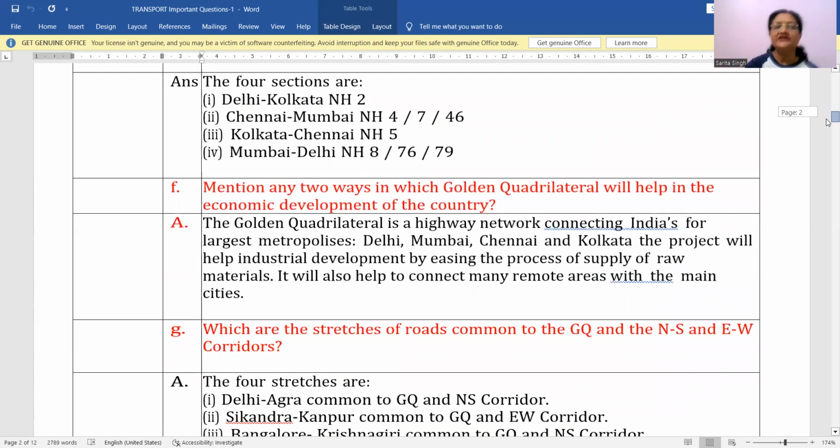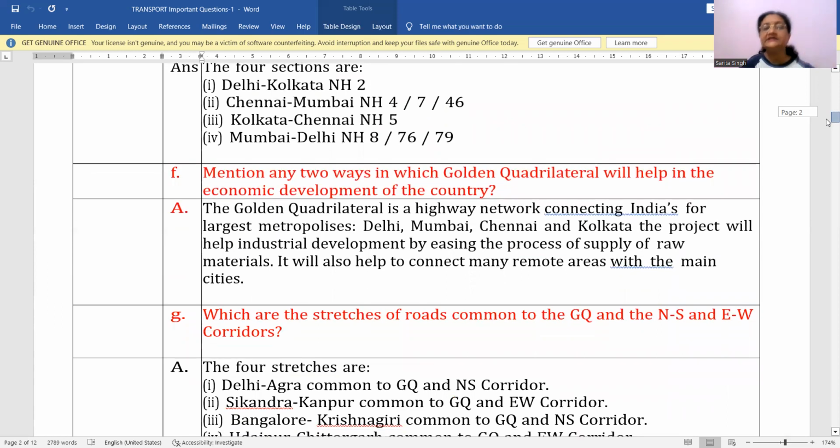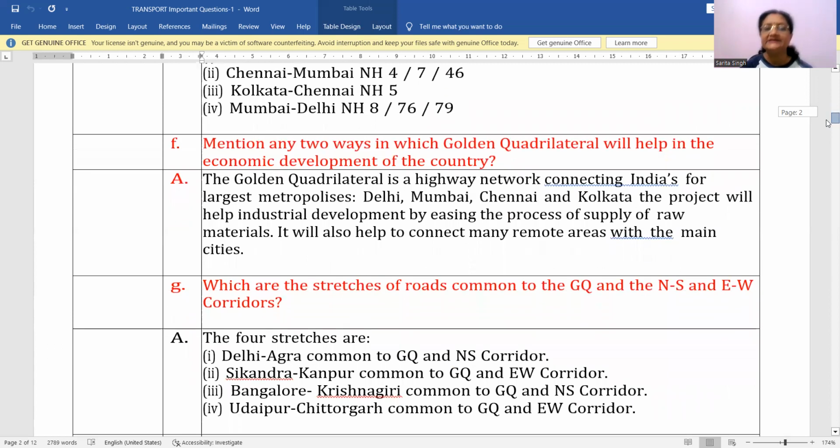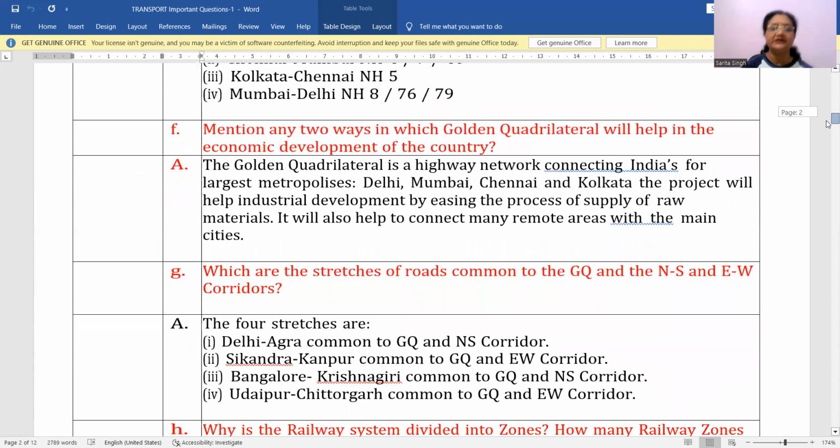Okay, mention any two ways in which Golden Quadrilateral will help in the economic development of the country. It is a highway network connecting India's, you can say, largest metropolitans. Okay. Now, the project will help industrial development by easing the process of supply of raw materials. It will also help to connect many remote areas with the main cities. Okay. Truck transport has developed and it is growing very fast due to this project.